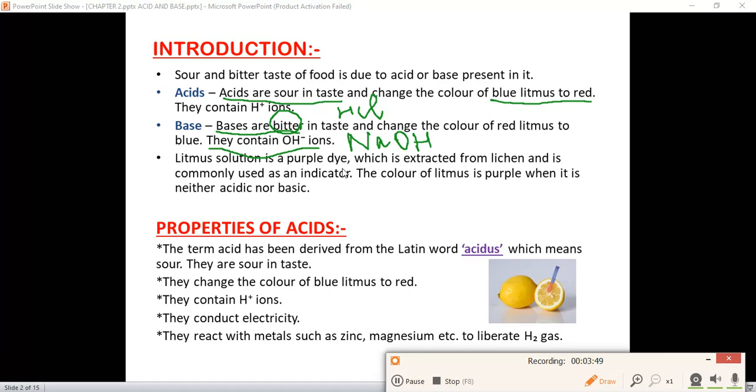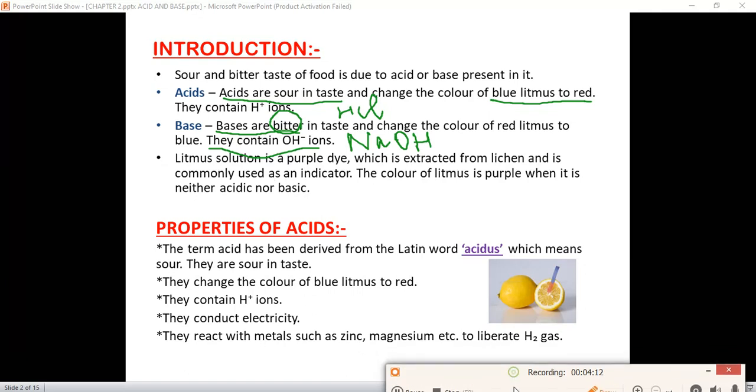Litmus solution is a purple dye which is extracted from lichen and is commonly used as an indicator. The color of litmus is purple when it is neither acidic nor basic. This litmus solution, it is extracted from where? From a lichen, which is a plant. The litmus is generally purple when it is neither acidic nor basic, meaning when it is neutral, the color of the litmus is purple.